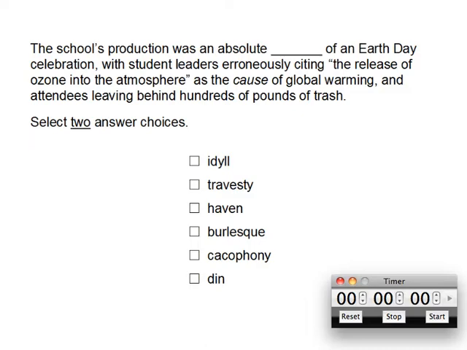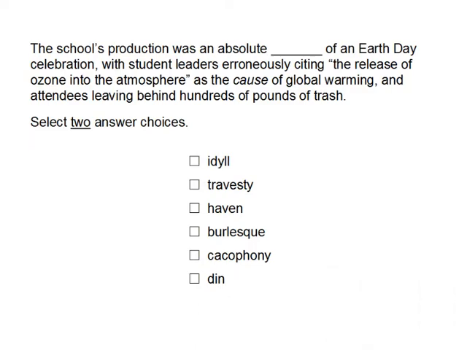Oh, doesn't this just sound awful? This one? The school's production was an absolute blank of an Earth Day celebration with student leaders erroneously citing the cause of global warming. So, what kind of Earth Day celebration is it if people are mistakenly attributing causes of global warming and leaving behind hundreds of pounds of trash? What kind of Earth Day celebration is that? Well, Earth Day is supposed to be a celebration of the earth, environmentalism, recycling, reducing waste, etc.